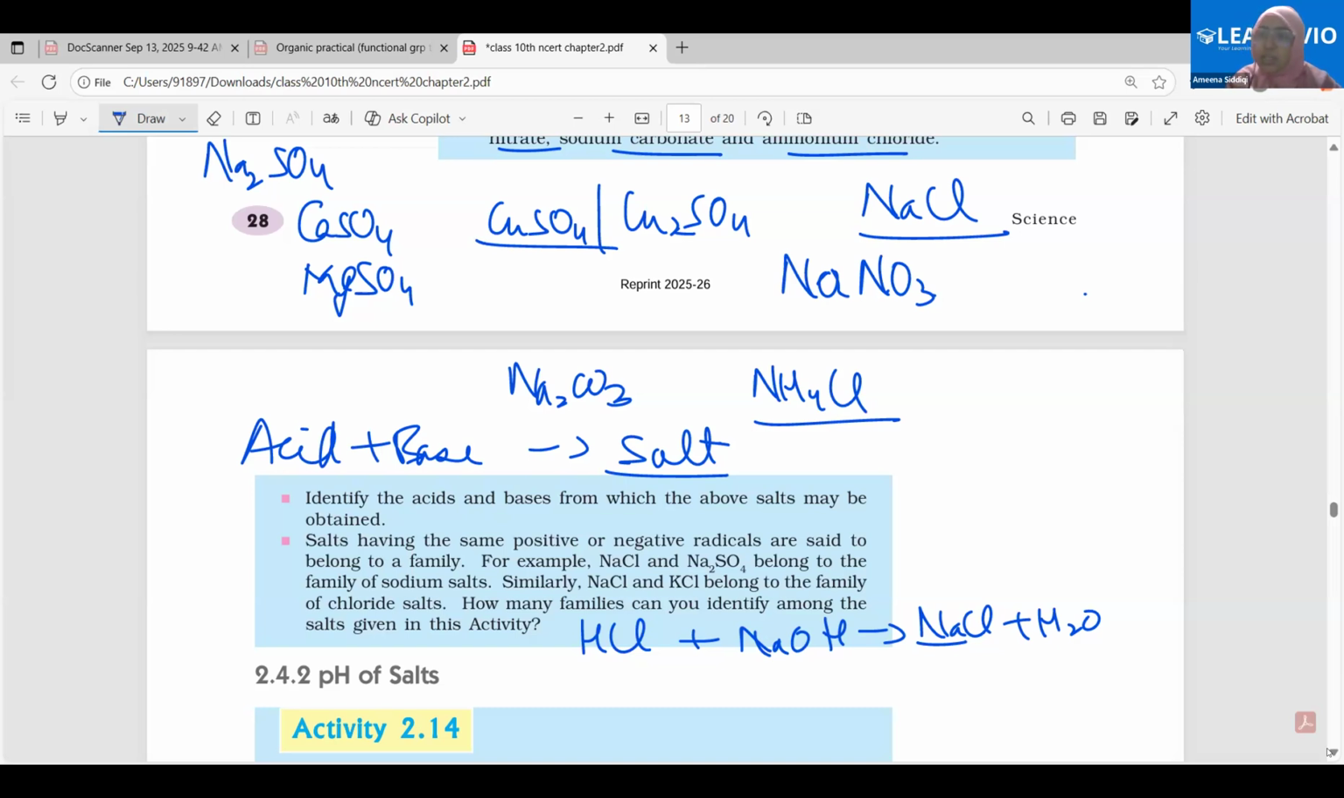Now, when we need to study the chemical properties of the salt, we will have to know the properties of the acid and the base which are combining together to give that salt. It is the properties of the acid and the base that will decide the properties of that salt. The important point here is the pH of the salt.